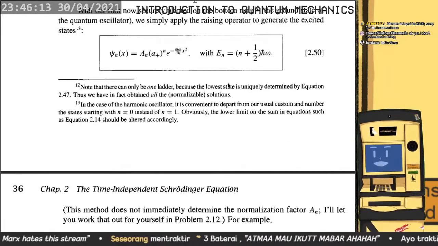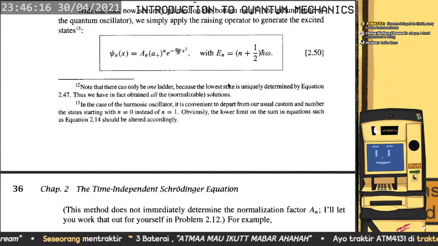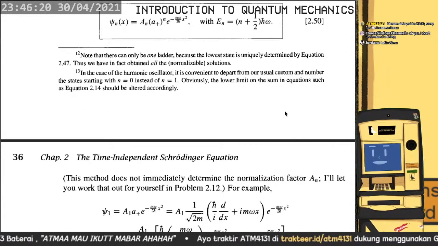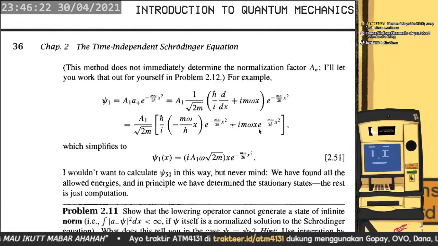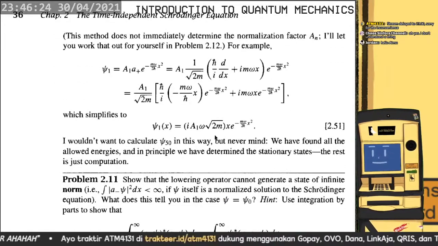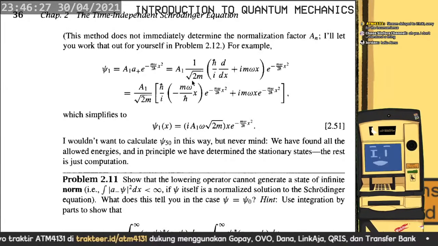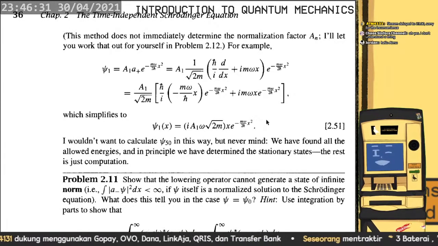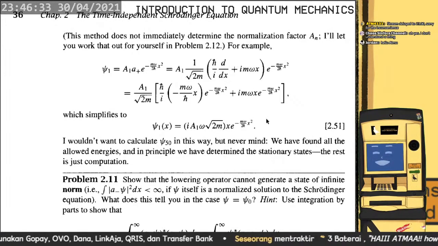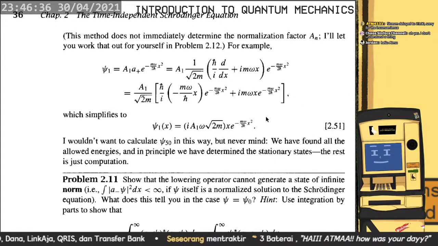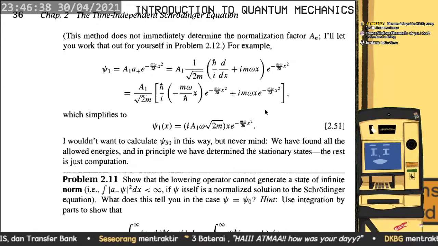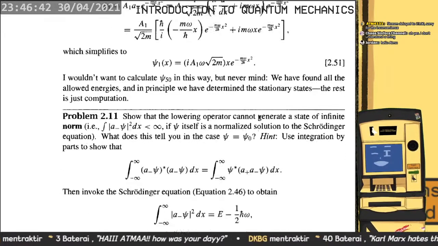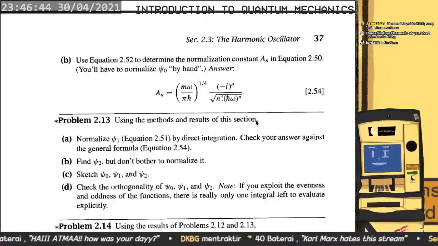The method does not immediately determine the normalization factor A_n. I will let you work that out for yourself in Problem 2.12. For example, this simplifies to that. I wouldn't want to calculate ψ_50 in this way, but never mind. We have found all the allowed energies, and in principle we have determined the stationary states. The rest is just computation. Okay.